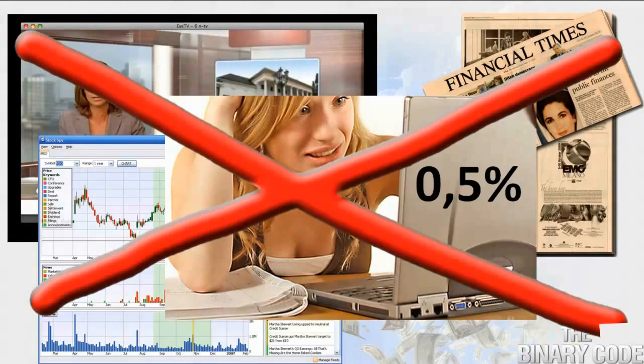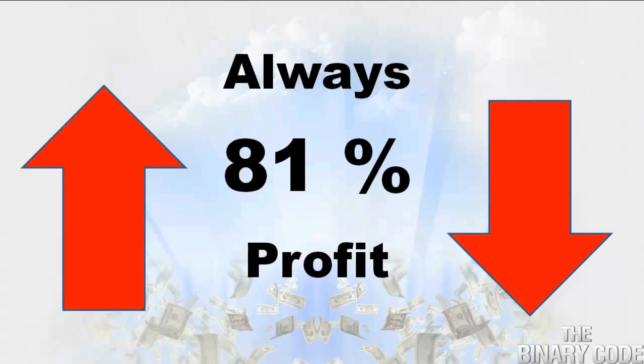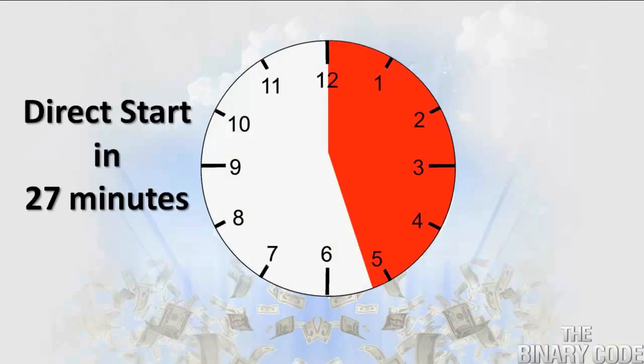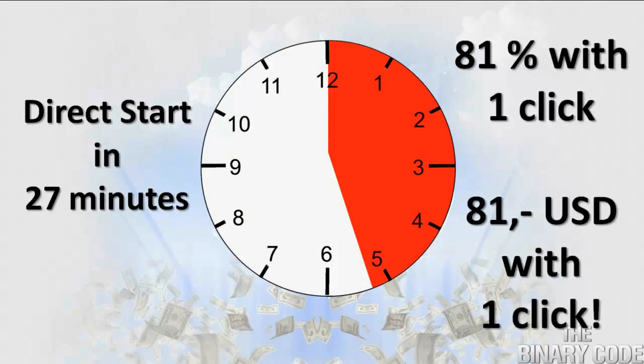There are only rising and falling prices and over 81% profit per trade. That's right, per trade. I'll show you exactly how to do it. I'll show you exactly what you need and how for the first time you will make 81% profit in 27 minutes from now with one click.